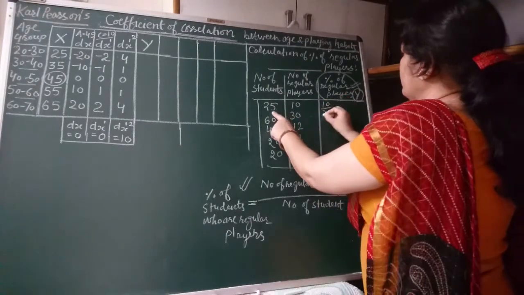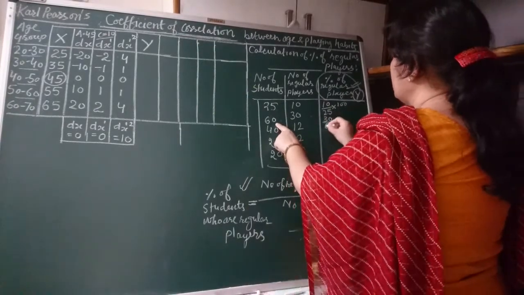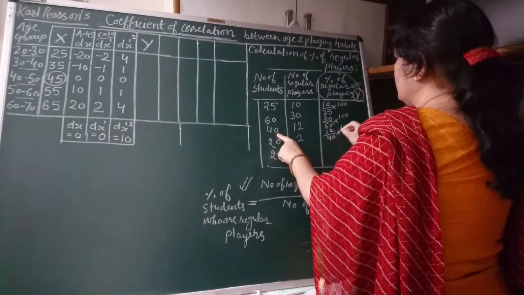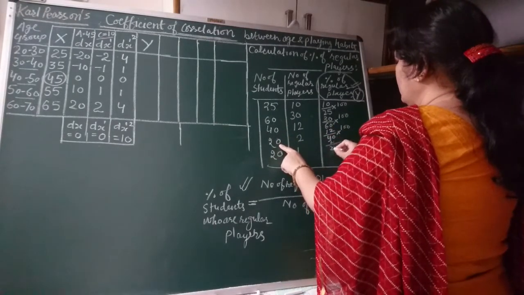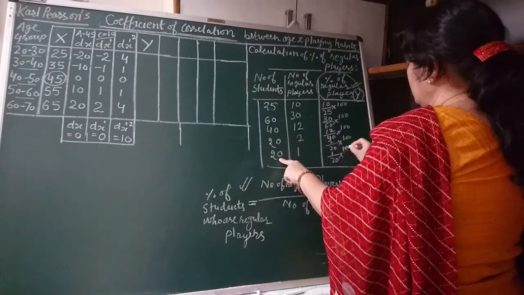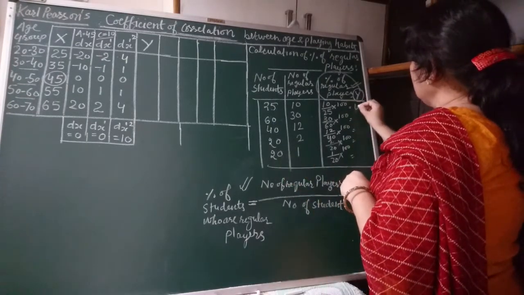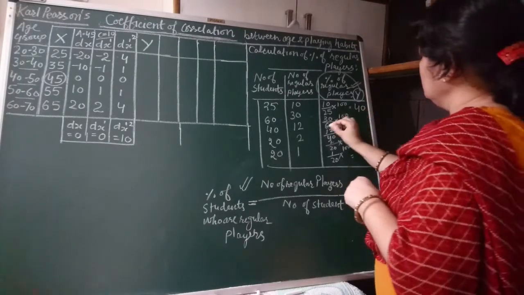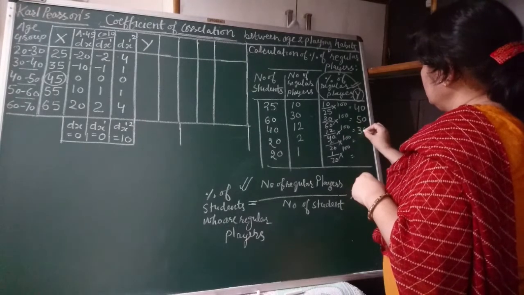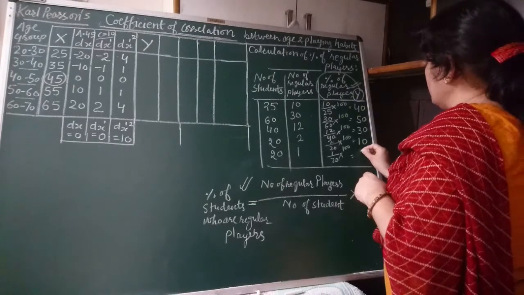10 divided by 25 multiplied by 100. Then 30 divided by 60 multiplied by 100. 12 divided by 40 multiplied by 100. 2 divided by 20 multiplied by 100. 1 divided by 20 multiplied by 100. This is equal to 40, 50, 30, 10 and the last one is 5.